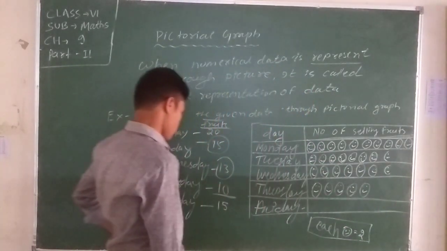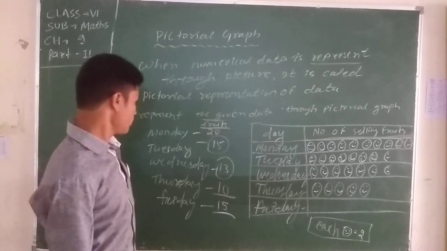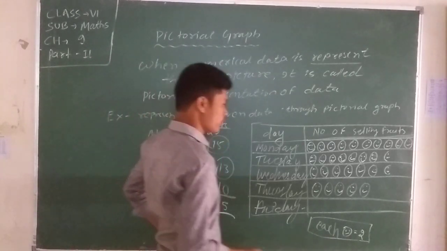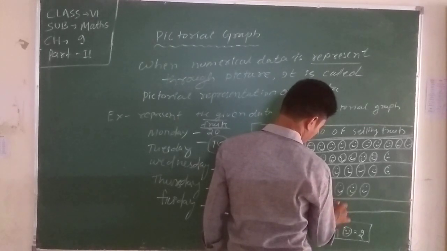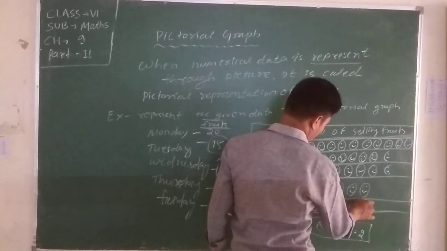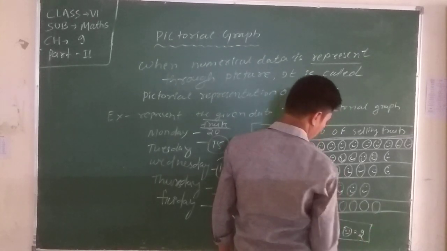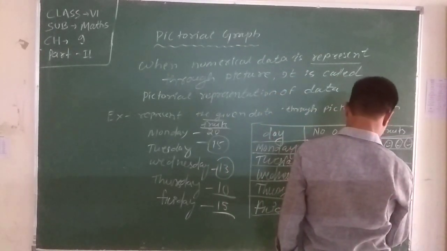Like this. Okay. Now Friday equal to what? 15 is there. Then same as Tuesday. Same as Tuesday. Then 7: 1, 2, 3, 4, 5, 6, 7, and half.